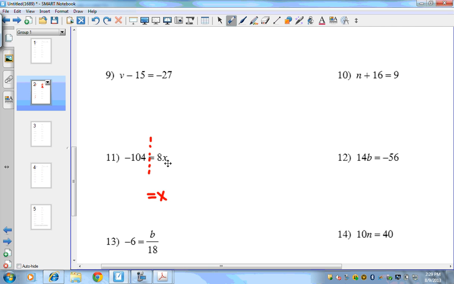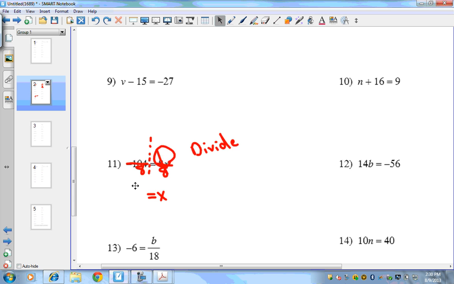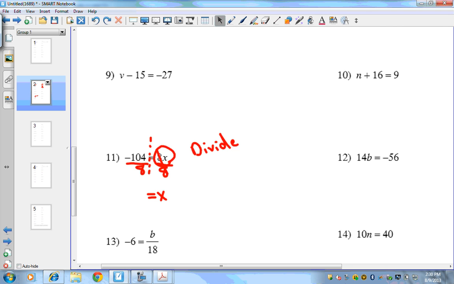But here's what I want to make sure that you remember, and I'm sure you do from your middle school years. Whenever you have a number and a letter together, in order to separate them, you have to divide. And so you would take 104 and divide it by 8, because when you divide it by 8 on the right-hand side, it cancels it out. So negative 104 divided by 8 is 13. So x is equal to 13. And of course you would check your work. Actually, it's negative 13, because that's negative 104.